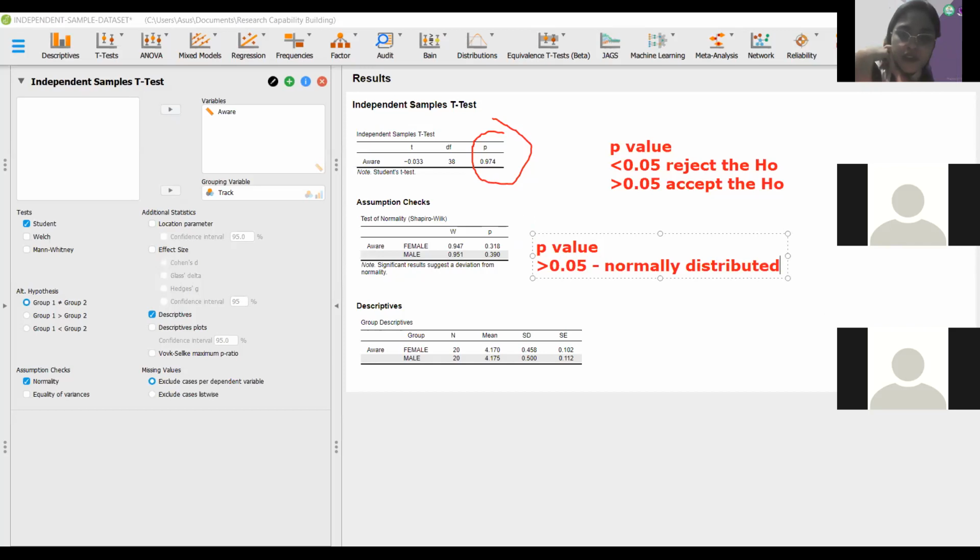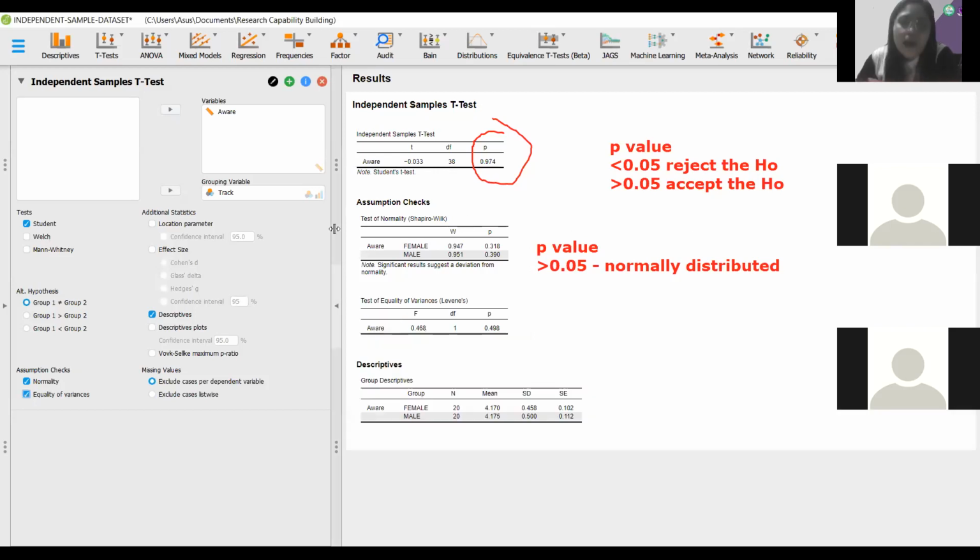So, let's look at the result for both male and female. For female, that's 0.318. That's more than 0.05. So that means that the collected data for female is normally distributed. So we have fulfilled the first assumption. Now, para sa male, 0.390. That is still more than 0.05. So both groups, class, are normally distributed. So check, fulfill yung unang assumption.